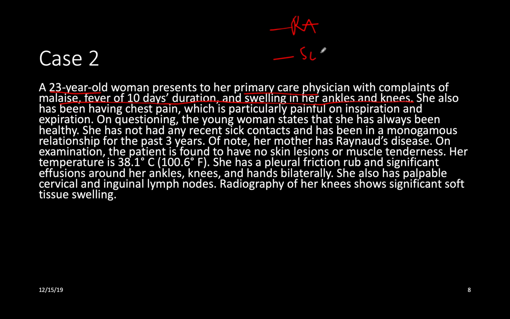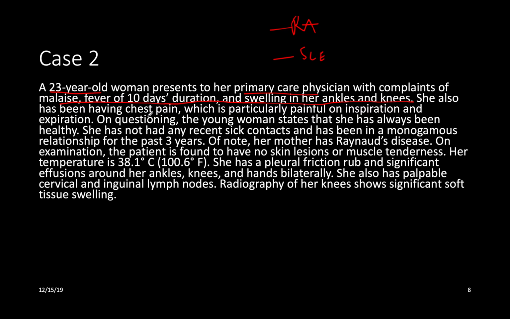Sure. Okay. RA and SLE. That's definitely going to point us in the direction of something, right? Some kind of autoimmunity. It could also just generally be the flu, right? Malaise, a fever. You can have some, I guess not really swelling. It would be more arthralgias. Okay, so I like what you picked. We can stick with those.